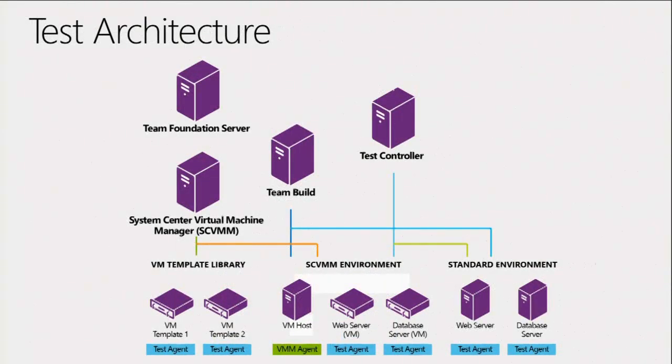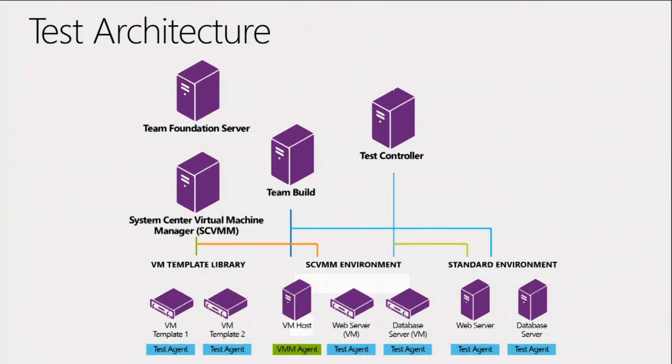This is just a basic architecture diagram showing you how you would set this up. And I'm not going to spend a lot of time on this, but basically the test controller is responsible for orchestrating the tests across the entire workflow. We use Team Build, which is our automated build server within Team Foundation Server, to automate everything else, such as the deployment into each one of these environments. And we have multiple environment types I'll talk about in a minute.